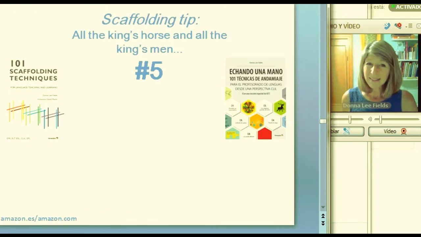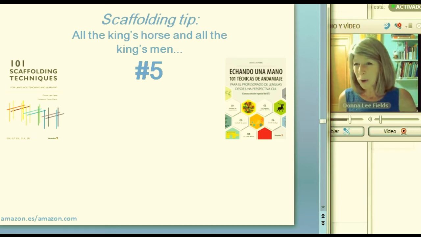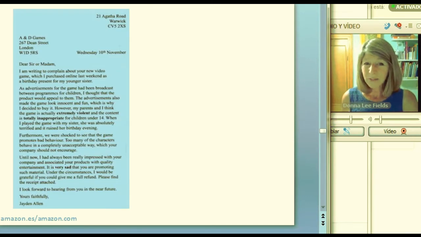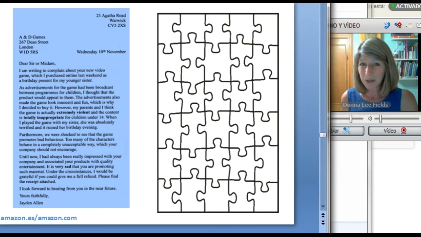So now let's talk about scaffolding tip number 5, and it's all the king's horses and all the king's men. It has to do with Humpty Dumpty, a poem about a big old egg that broke and had to put the pieces together. And this tip is about puzzles. So for instance, you have to teach a formal letter. Well, it's boring and your students aren't going to be motivated to do it. But there is a way you can get them excited about it. Make it into a puzzle.